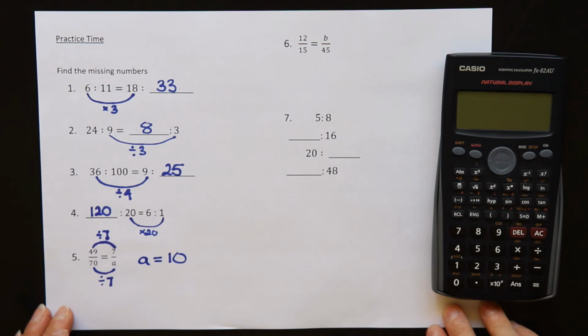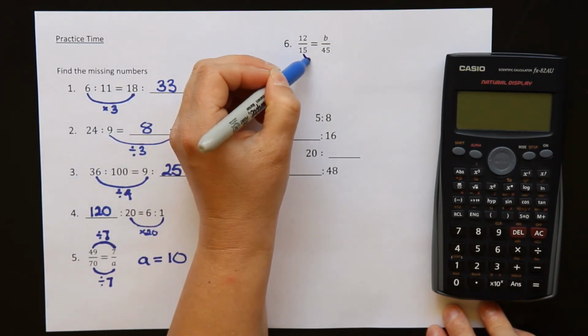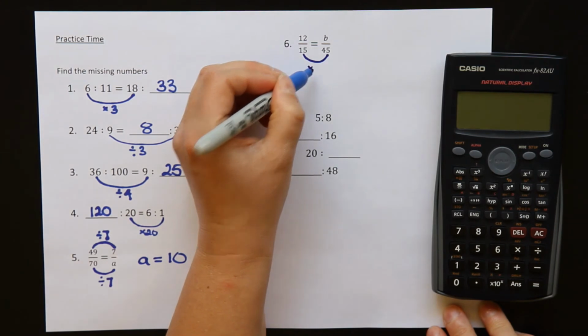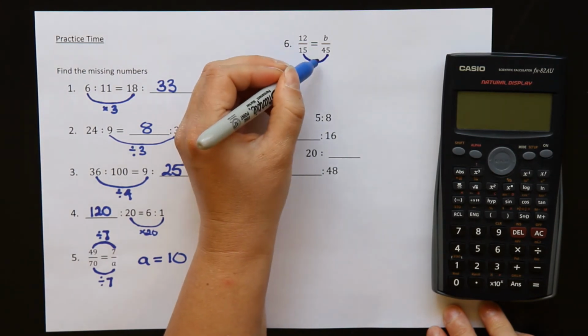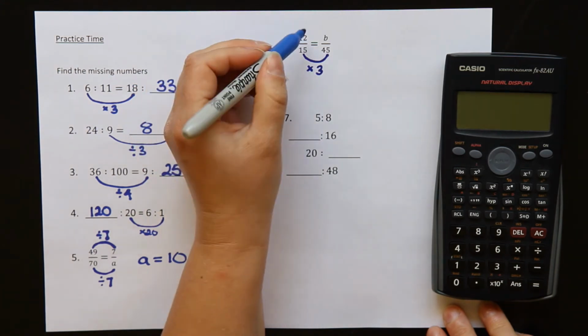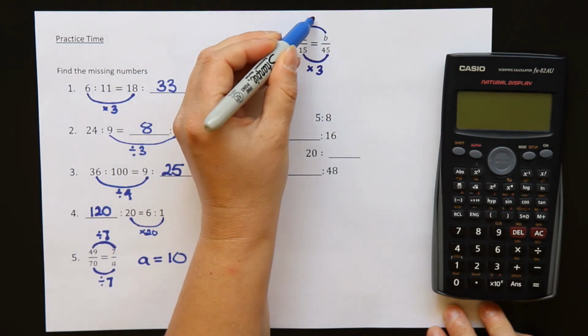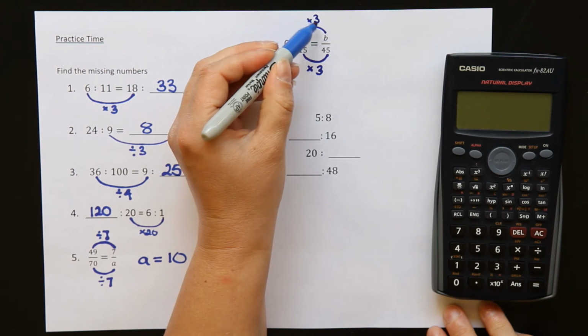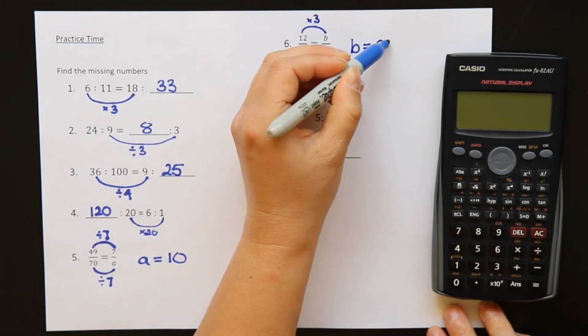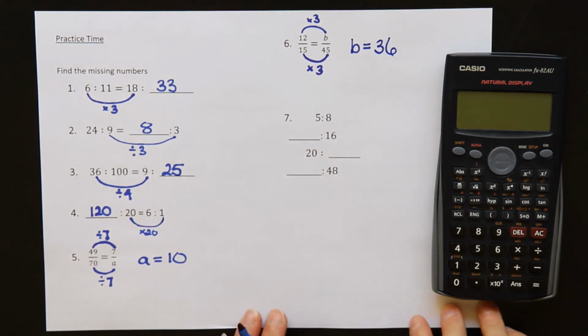Again for question 6, 15 and 45, what can we do there? This time we need to multiply. Multiply by 3, 15 times 3 gives 45. So I need to do the same on the top, multiply by 3. 12 times 3 is 36. So B is equal to 36.